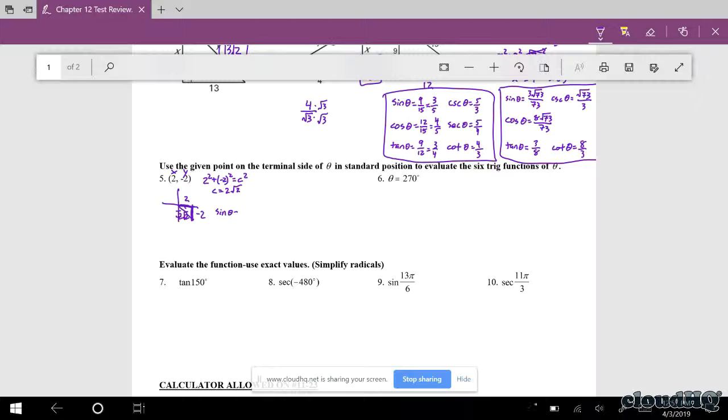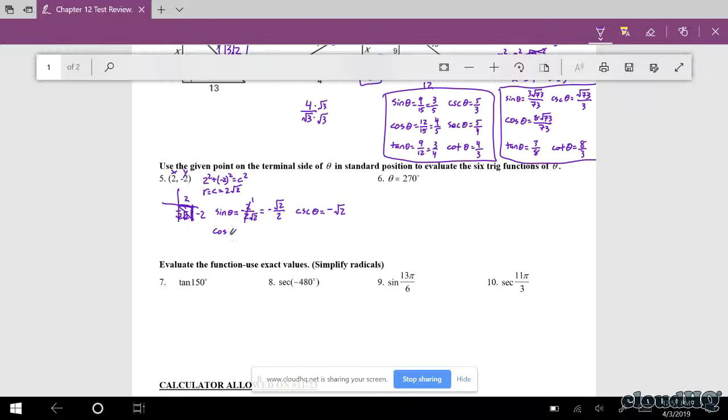So sine, I'm going to think of y over r, so -2 over 2 square roots of 2. Well, first of all, my 2's cancel. And then I have to rationalize, so negative square root of 2 over 2. Meanwhile, cosecant would just be the negative square root of 2 over 1, so just negative square root of 2.